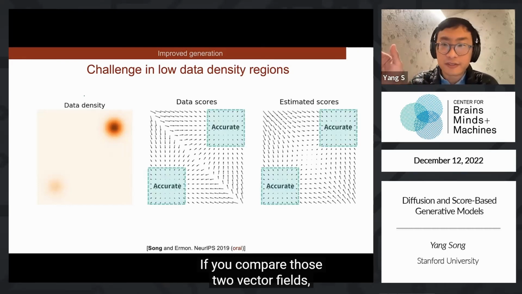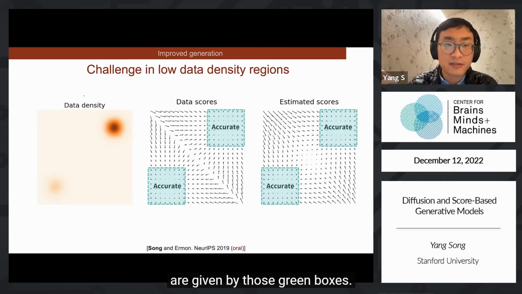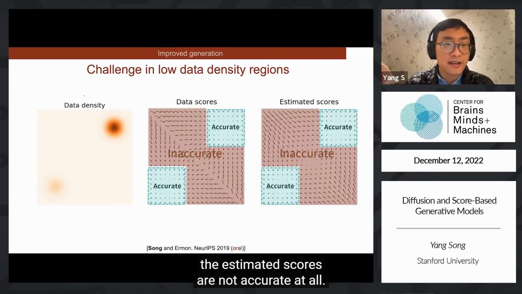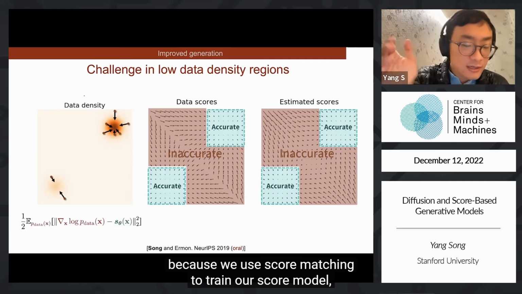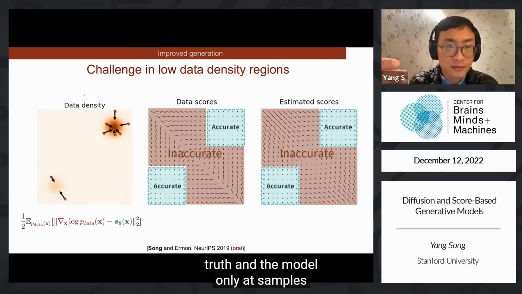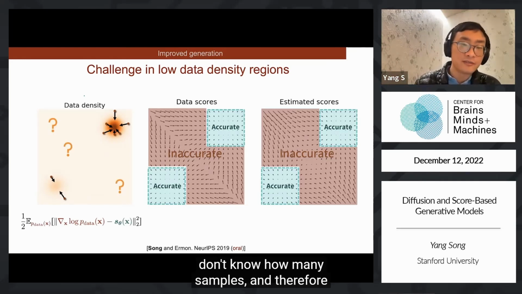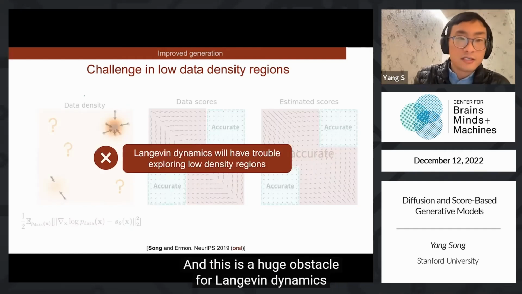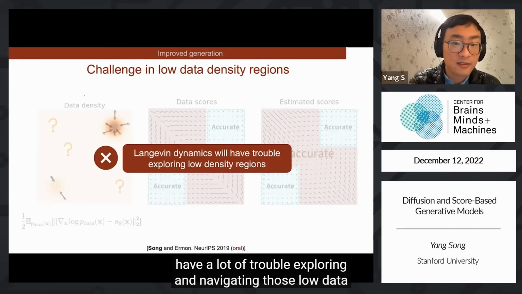If you compare those two vector fields, it's clear that the estimated scores are accurate in high data density regions, which are given by those green boxes. But for low data density regions, the estimated scores are not accurate at all. This is not totally unexpected because we use score matching to train our score model. And score matching compares the difference between the ground truth and the model only at samples from the data distribution. So in low data density regions, we don't have enough samples, and therefore we don't have enough information to infer the true score functions in those regions. And this is a huge obstacle for Langevin dynamics to provide high quality samples, because Langevin dynamics will have a lot of trouble exploring and navigating those low data density regions.